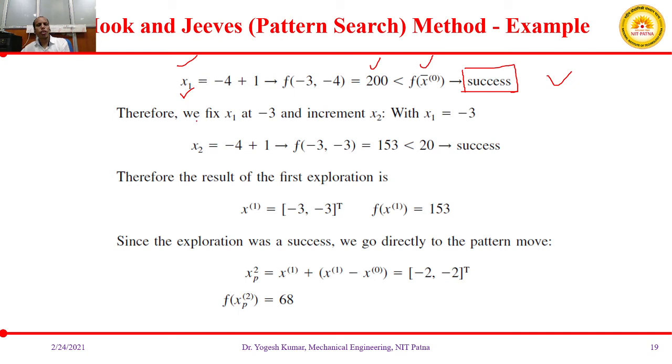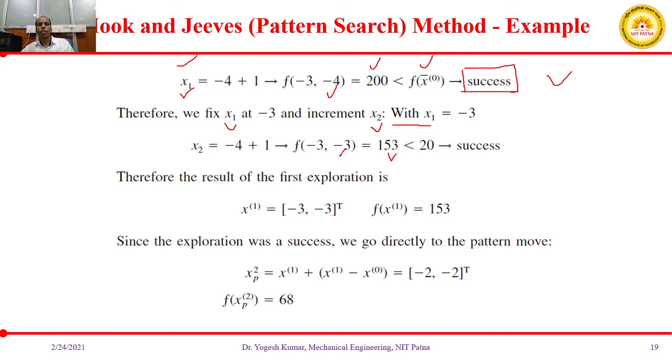So now because we have done the increment in one variable, now we will do the increment in the second variable, that is x2. So let us fix x1 at x1 equal to -3 and give increment in x2. What will be the value of x2? x2 was -4 plus 1, so this will become -3.